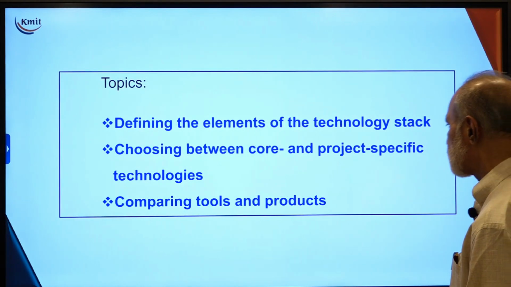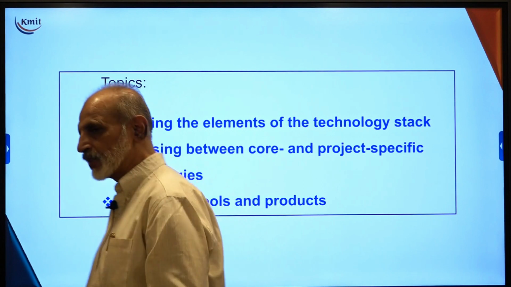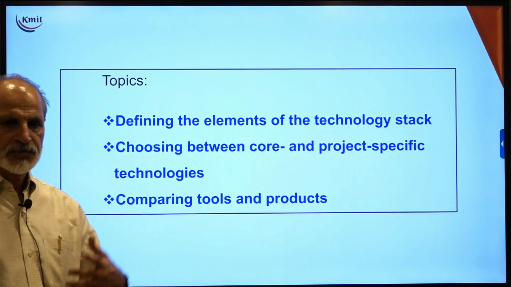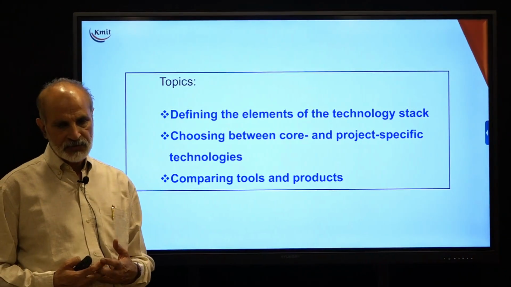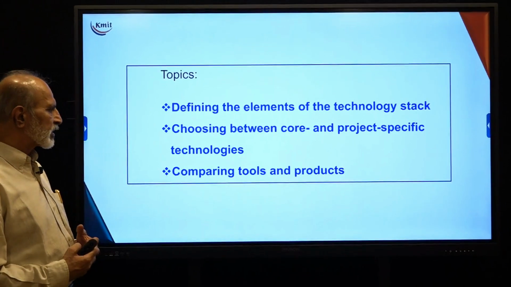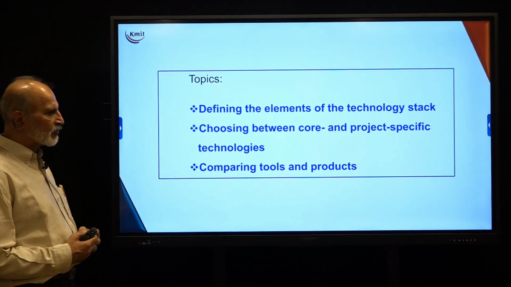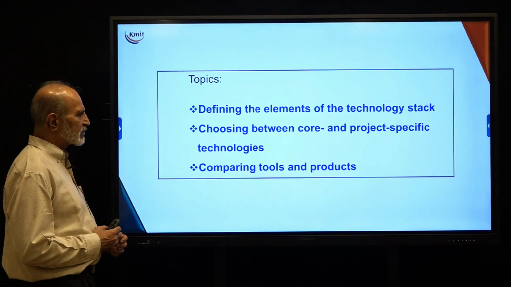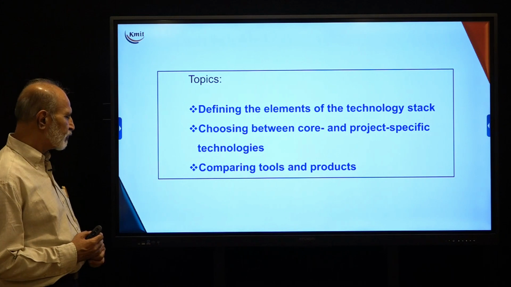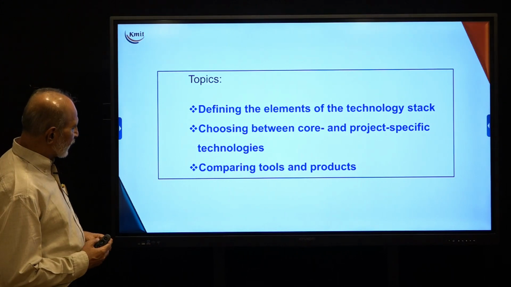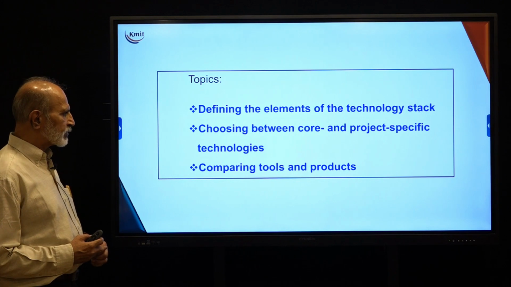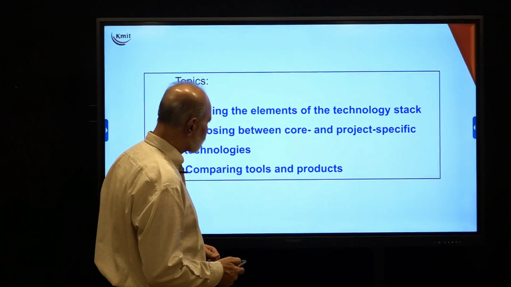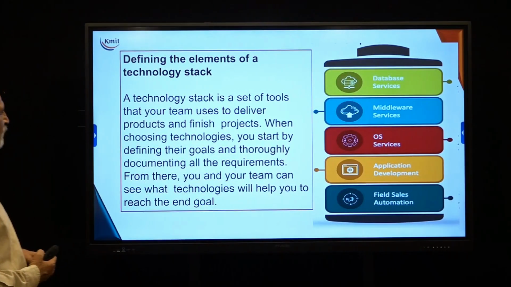If you look at the topic, it is very simple. I have different technologies available, like Java, Python, full stack technology, and so many varieties of technologies, database technology. So which technology should be used and which will be beneficial for our project development? The topics include defining the elements of the technology stack. The next point is choosing between core and project specific technologies, and the third and last is comparing the tools and products.